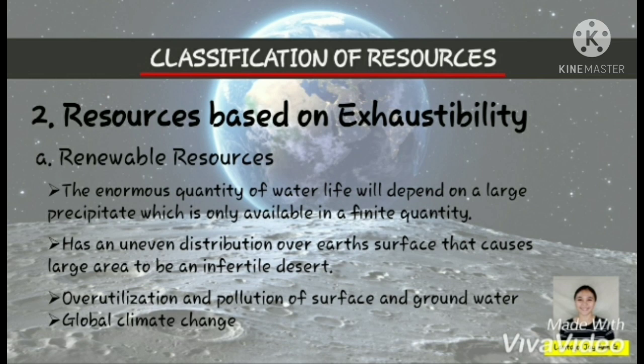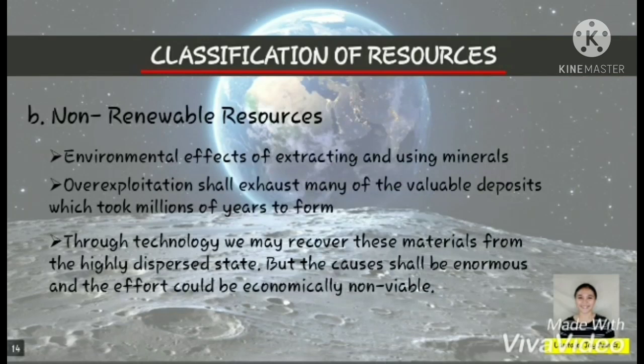The next, resources based on exhaustibility. The renewable resources' problems and issues include the enormous quantity of water life and uneven distribution over Earth's surface, and overutilization and pollution of surface and groundwater, also global climate change. While the non-renewable resources are facing environmental effects and the cost of extracting and using minerals excessively. Also, overexploitation exhausts many of the valuable deposits which took millions of years to form.